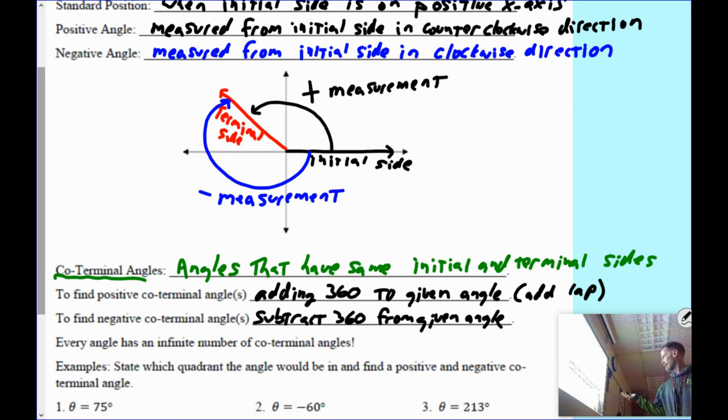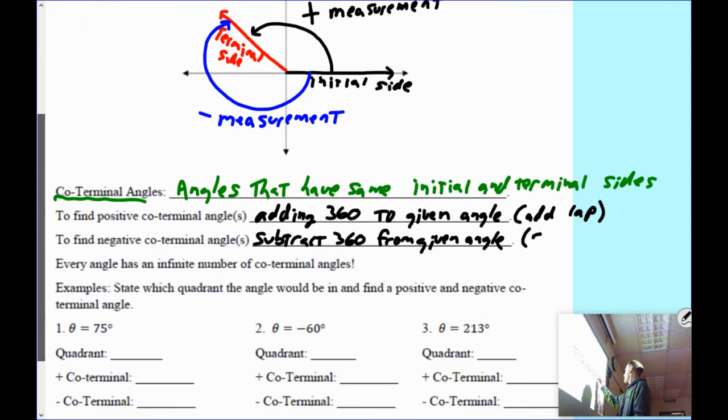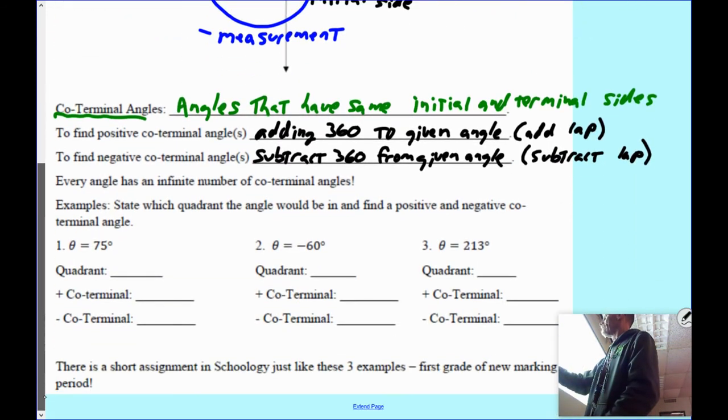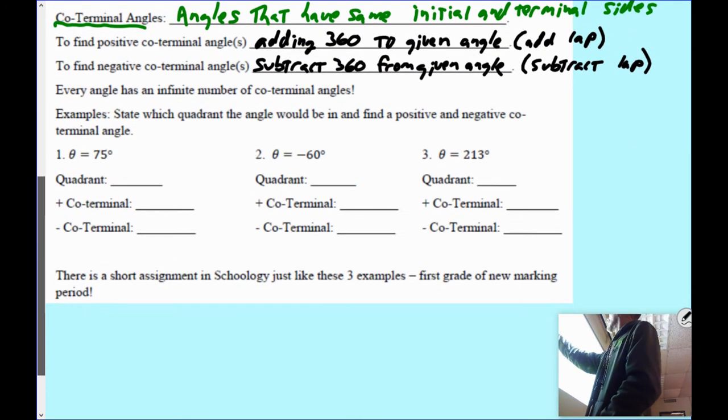And you can think of that as taking away a lap, basically. Okay. Now look, every angle is going to have an infinite number of coterminal angles. You're not going to have to write a lot of them, but I'm going to ask you for one of each. So like one positive angle and one negative angle as a coterminal angle. I'm also going to ask you about the quadrants. So let's do a very, very quick review of quadrants before we get into doing the examples here.